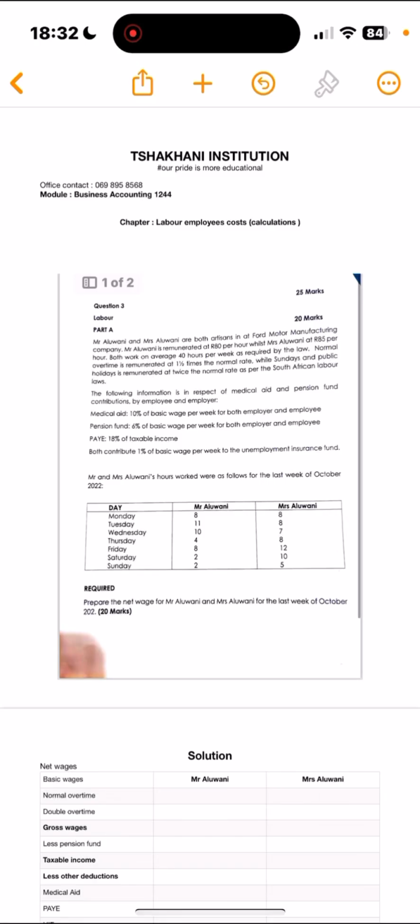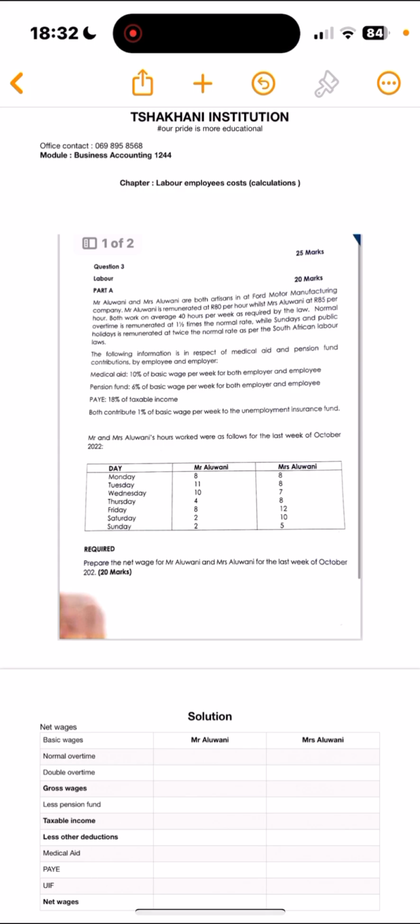So I want us to look at labor employees cost, especially on the calculation part. So we have a question here. They're saying that Mr. Arwani and Miss Arwani are both artisans in a Ford Motor Manufacturing Company. Mr. Arwani is remunerated at 80 per hour weekly, Mrs. Arwani at 85 per hour. So you can see that these workers are working at this Ford company and they are remunerated per hour. So for normal hours, they are getting 80 and 85.